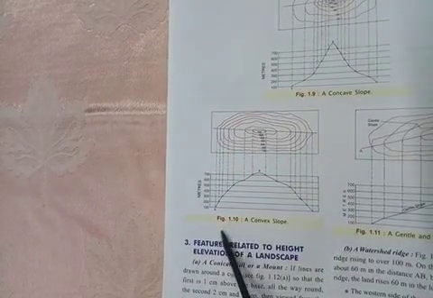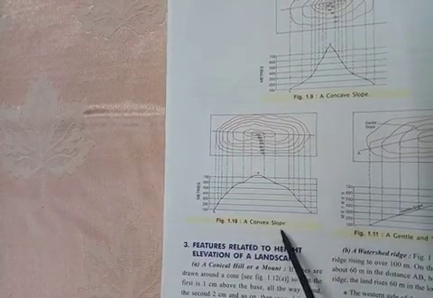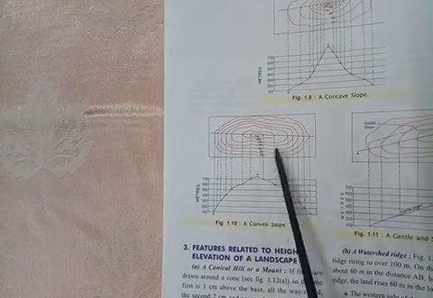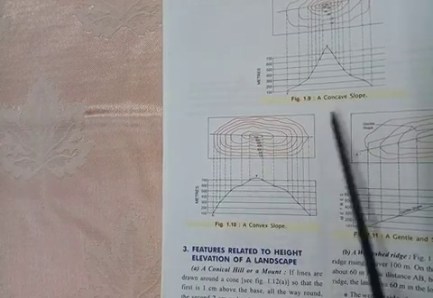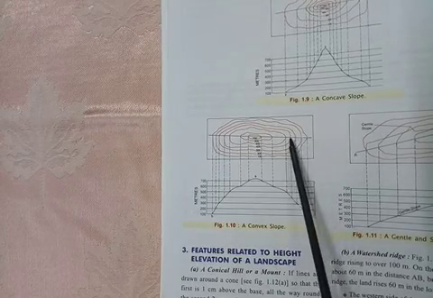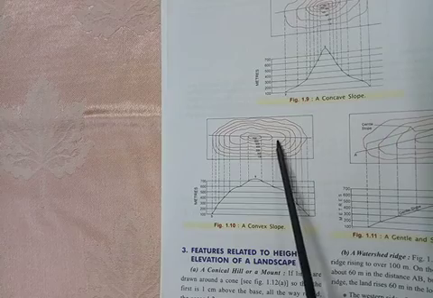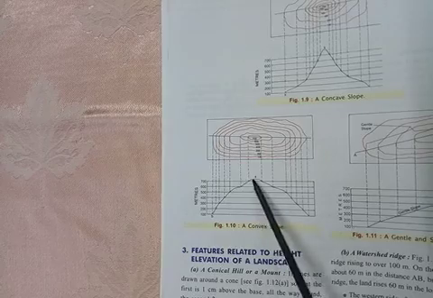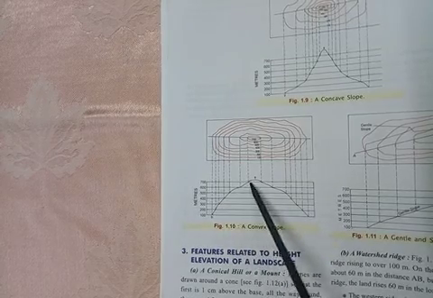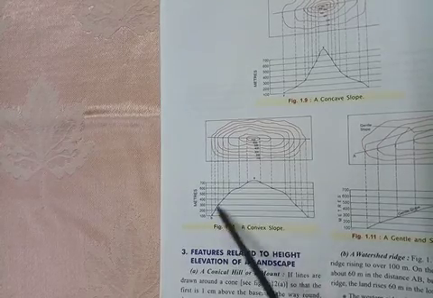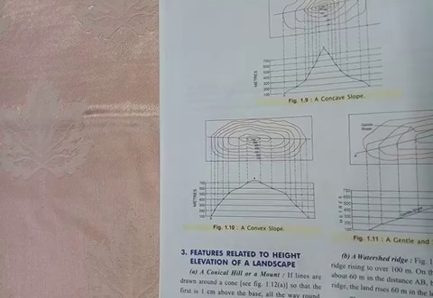Next feature, let's see here, figure 1.10. This is a convex slope, and first of all let's see the contours here. This is just the opposite of a concave slope, and here you can find that the lower contours are close to each other, but the higher contours are far. When we draw a cross section, you can find that this slope, on both sides, is in the shape of a convex. This is a convex shape, and so this slope is called a convex slope.